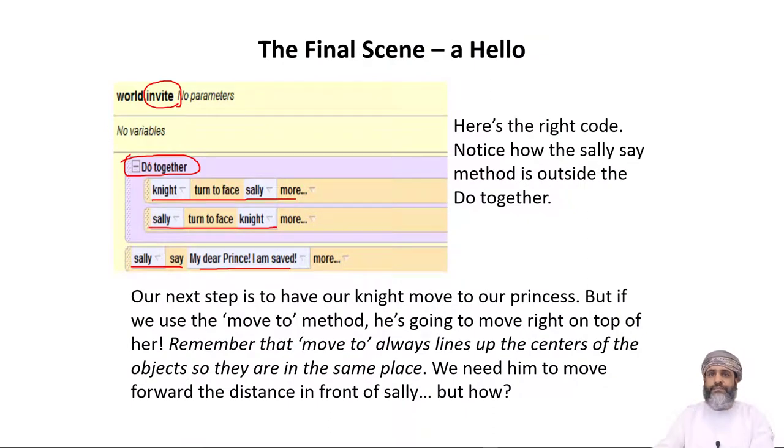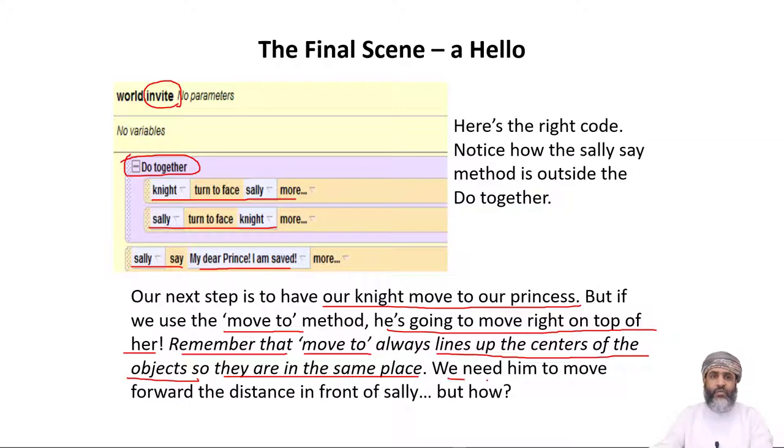Then go to our next step, which is to have our knight move to our princess. But we use the move to method. He is going to move right on top of here. Remember that move to always lines up the centers of the objects, so that they are in the same place. We need him to move forward a distance in front of the princess.